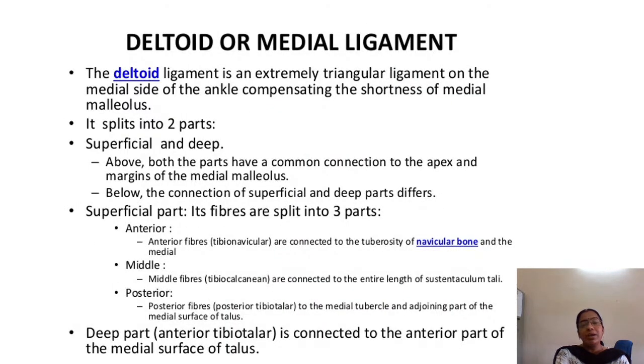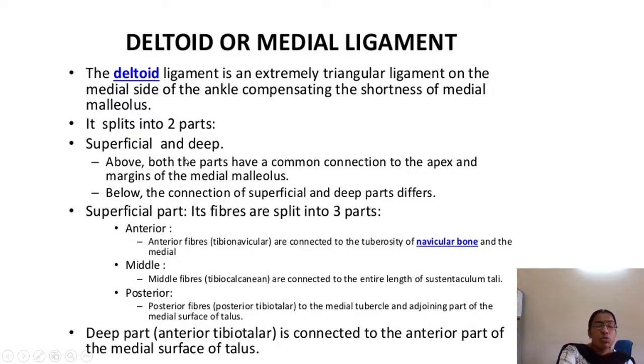The deltoid ligament, as we have said, is a triangular ligament where the apex is attached to the medial malleolus. But coming to the lower part, it is split into two parts. It consists of a superficial part and a deep part. So do remember the deltoid ligament, which we are seeing medially, extending from the tip of the medial malleolus, consists of two parts: the superficial part and the deep part.